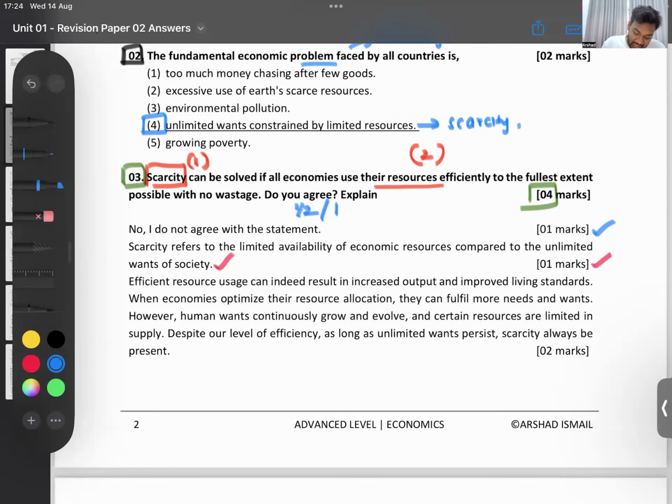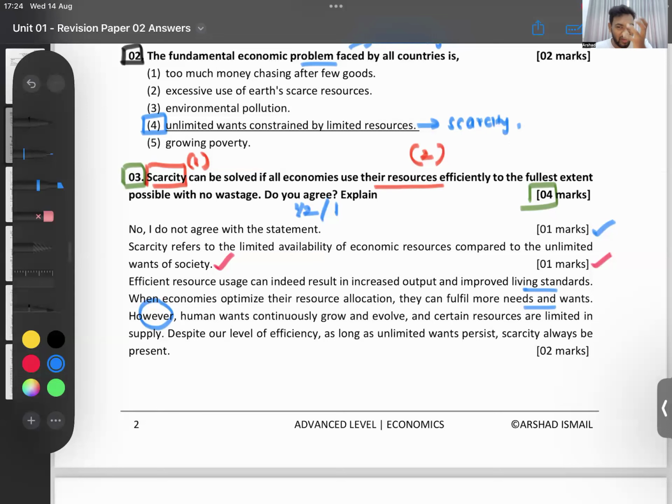Now here it is. Efficient resource usage can indeed result in an increased output and improved living standards. So I'm saying if you use your resources carefully, yes, you can produce more goods, and your living standards can get better. When economies optimize their resource allocation, they can fulfill more needs and wants. They can produce more goods if they use their resources carefully. Correct.